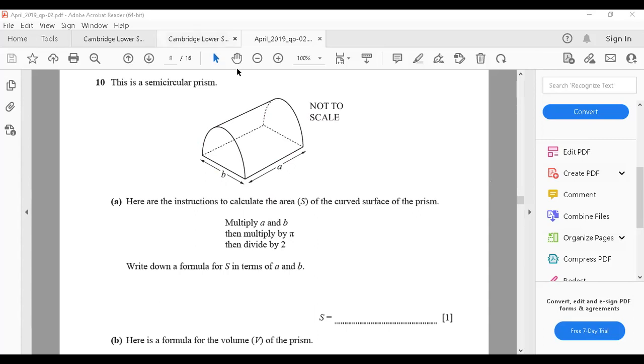So he told me the answer, and how I can put this rule into a formula. The first thing is to multiply A and B, so it will be AB. Then multiply by pi, so it will be AB pi. Then divide all by 2. So this is the rule. Do you understand it? No. Okay.